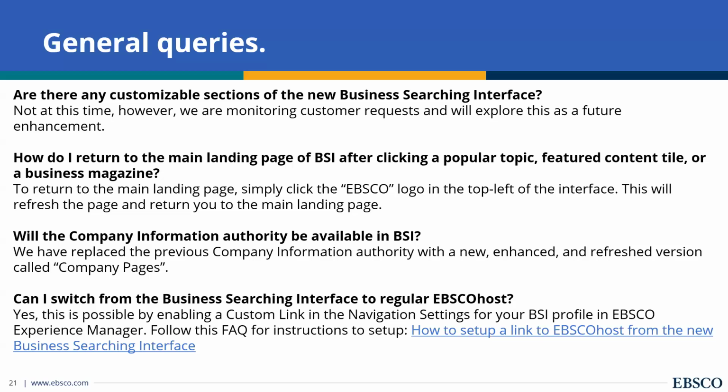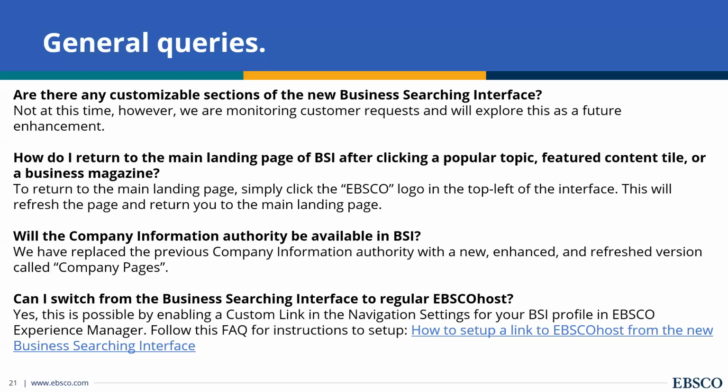How do you return to the main landing page of BSI? Hopefully I've explained this during the session, but you've got to click that top left EBSCO logo. That will take you back to your topics. And will the company information authority be available in BSI? So it's not a separate link. The company information will come up on the search results for a particular company. So that's where we saw information relating to the revenue, the number of employees, the ticker symbols and that type of thing.